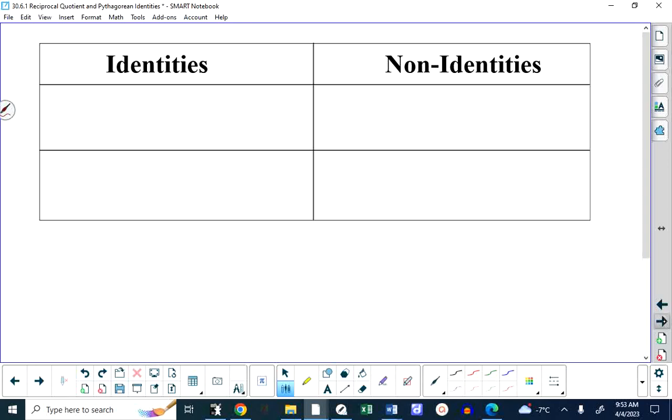So what are some examples of identities? Now, these are already typed out for you, but this is an identity. (x + 2) squared is always equal to x squared plus 4x plus 4. Because by definition, (x + 2) squared means (x + 2) times (x + 2).